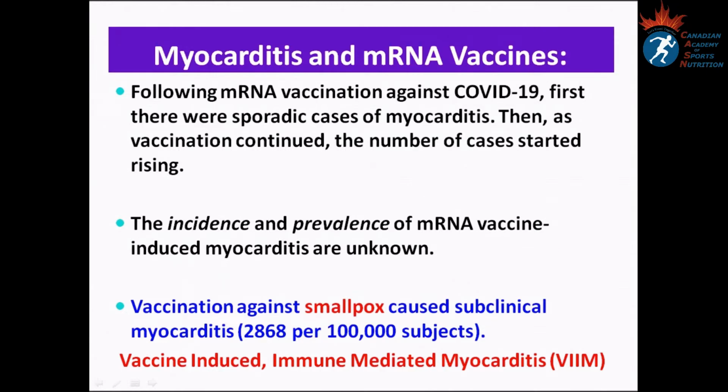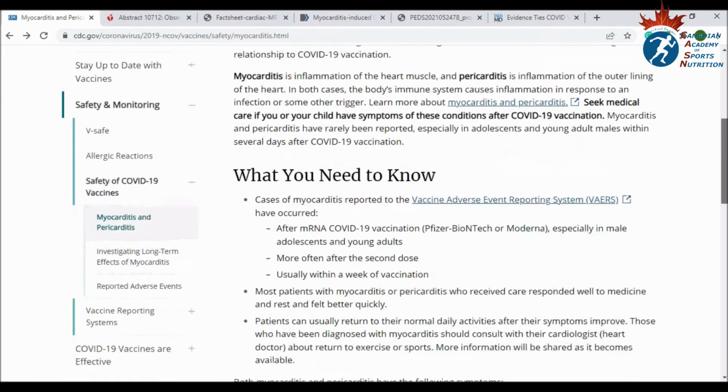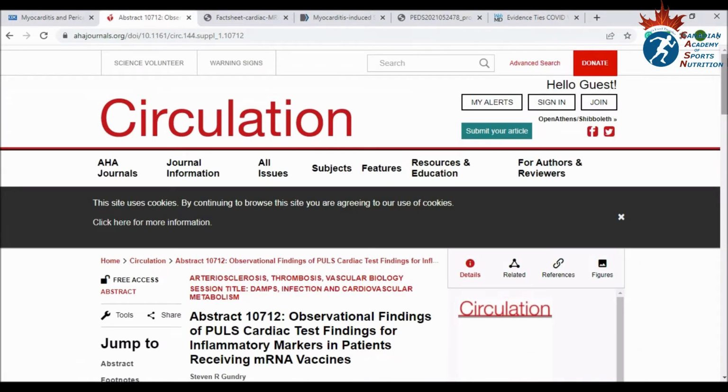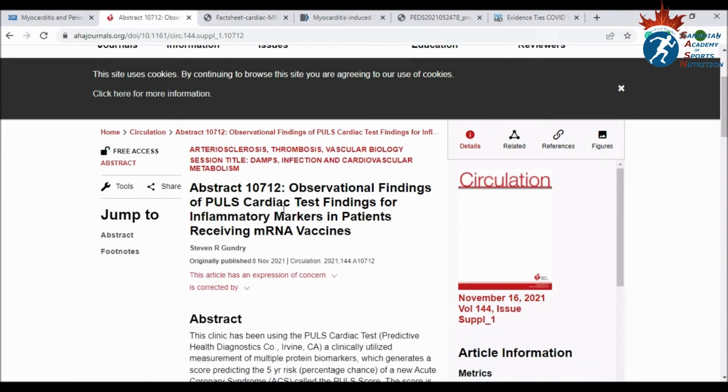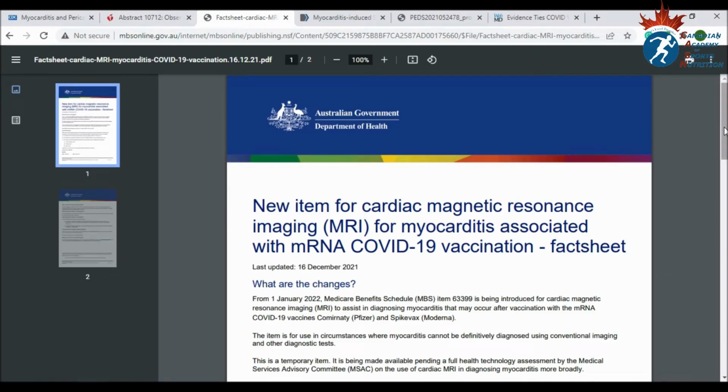Let's here review a few articles. This is the CDC website, myocarditis and pericarditis after mRNA COVID-19 vaccination, updated on November 12, 2021. As you can see, they have published here a very brief information about myocarditis after mRNA vaccination. This is another article published in Circulation, observational findings of PET cardiac test findings for inflammatory markers in patients receiving mRNA vaccines. This is a fact sheet published by the Australian government. Basically, this fact sheet is about a new item for cardiac MRI to diagnose myocarditis associated with mRNA vaccination when conventional imaging and other tests fail.